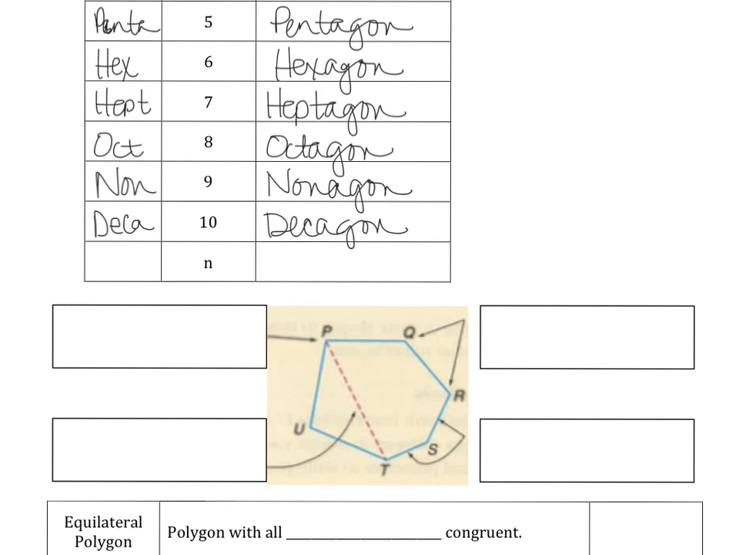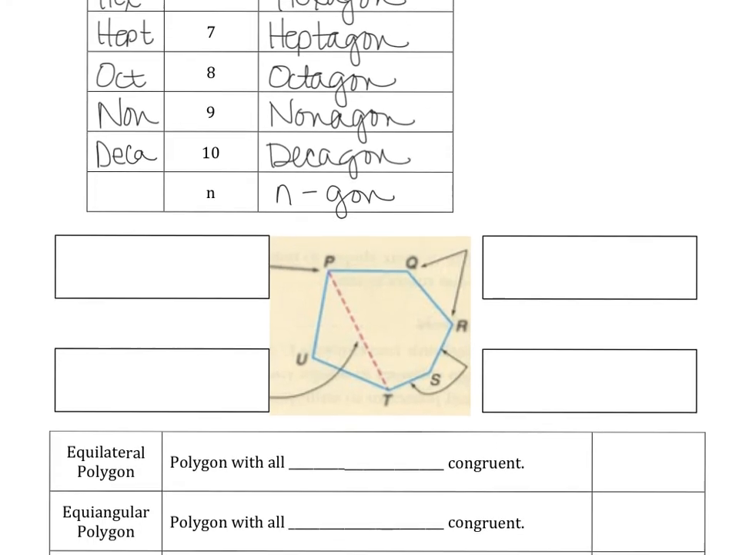And the last one, it's a polygon with n number of sides. We call it an n-gon. So those 3 through 10 sided polygons have special names. The rest of them are called n-gons.